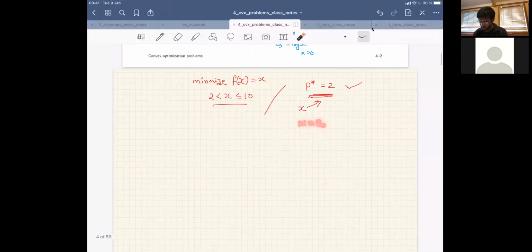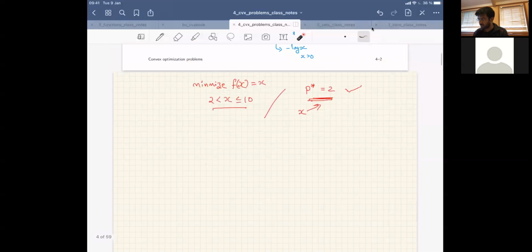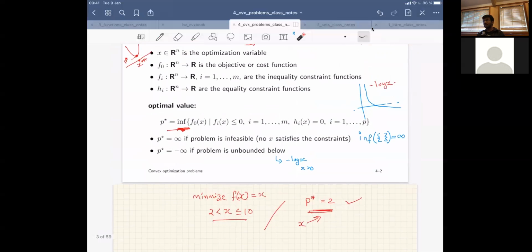That 2 is not feasible, so it is violating the first condition itself. So we can say that although the optimum value of the problem is 2, P star is 2, there is no optimal point. There is no x which achieves this. All such things come because we use infimum in the definition of the optimal point.